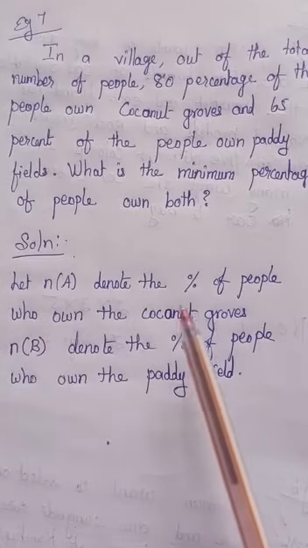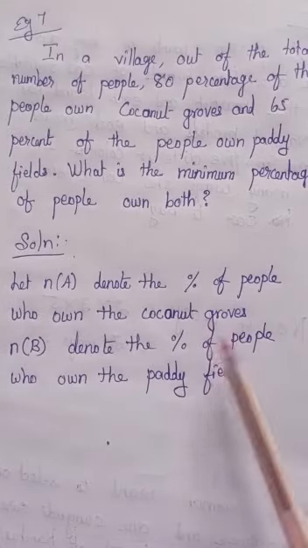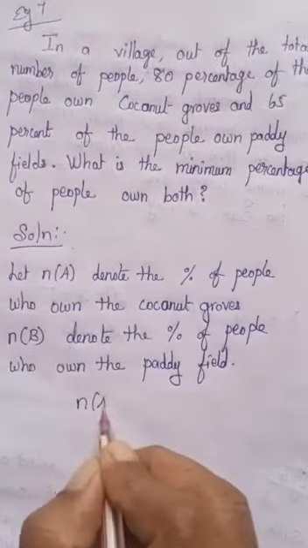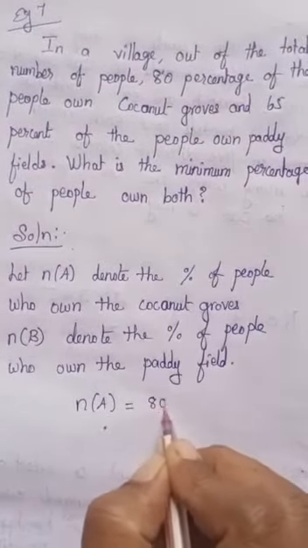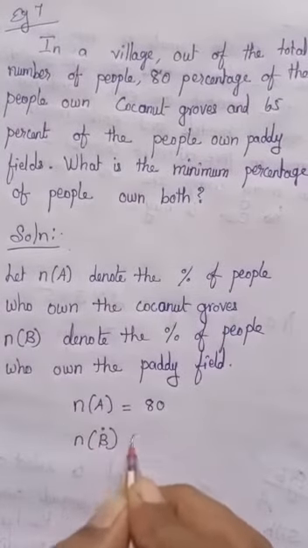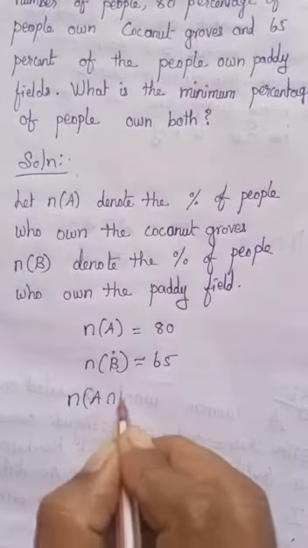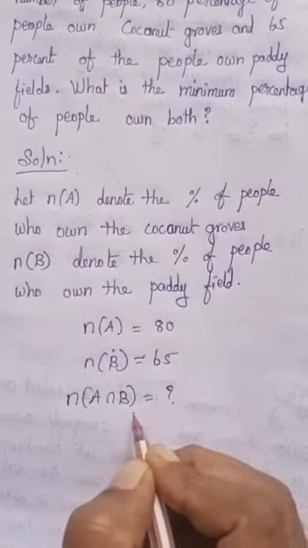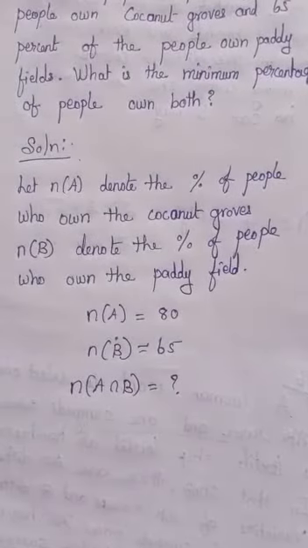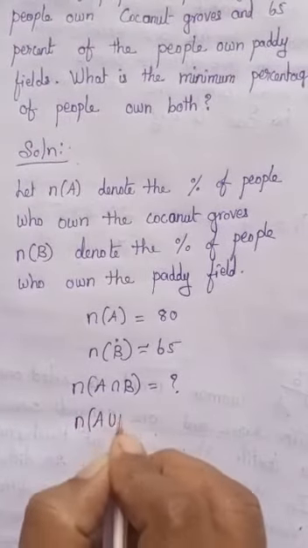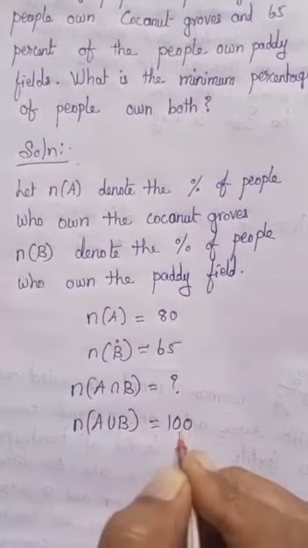See, let n(A) denote the percentage of the people who own coconut groves and n(B) denote the percentage of people who own the paddy field. So n(A), coconut groves, is 80%, and n(B), paddy field, is 65%. They have asked both, so n(A intersection B) we need to find out. And percentage means out of 100. 80% means out of 100, 80 people have got the coconut groves. So we can take the total number of people, n(A union B), equal to 100 since it's given in percentage.